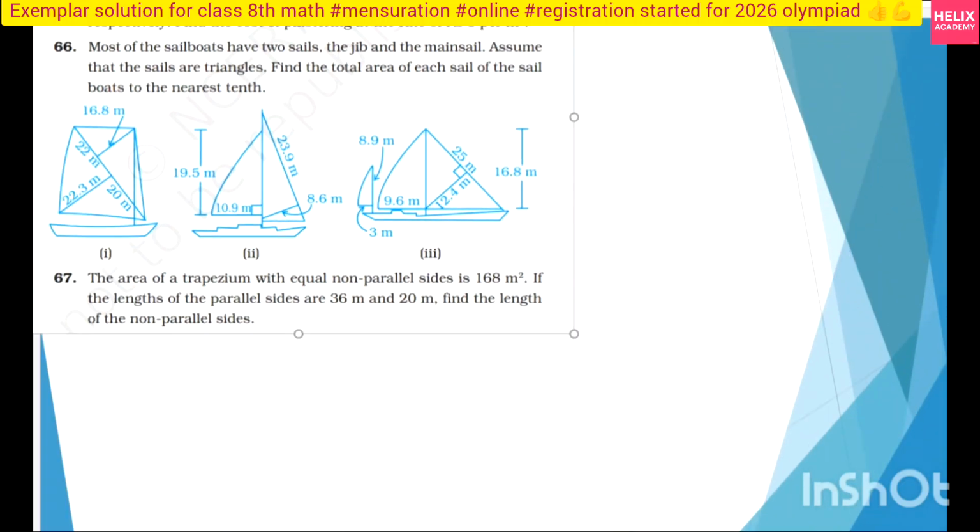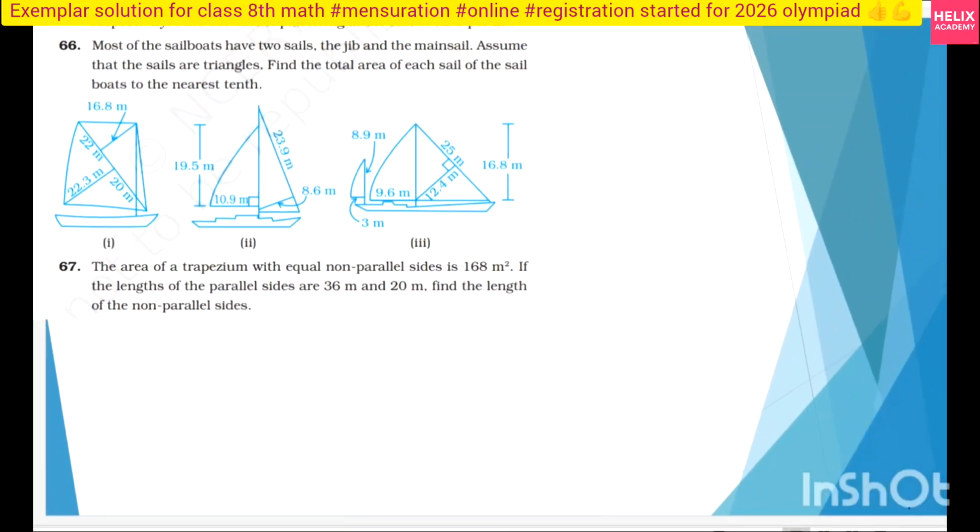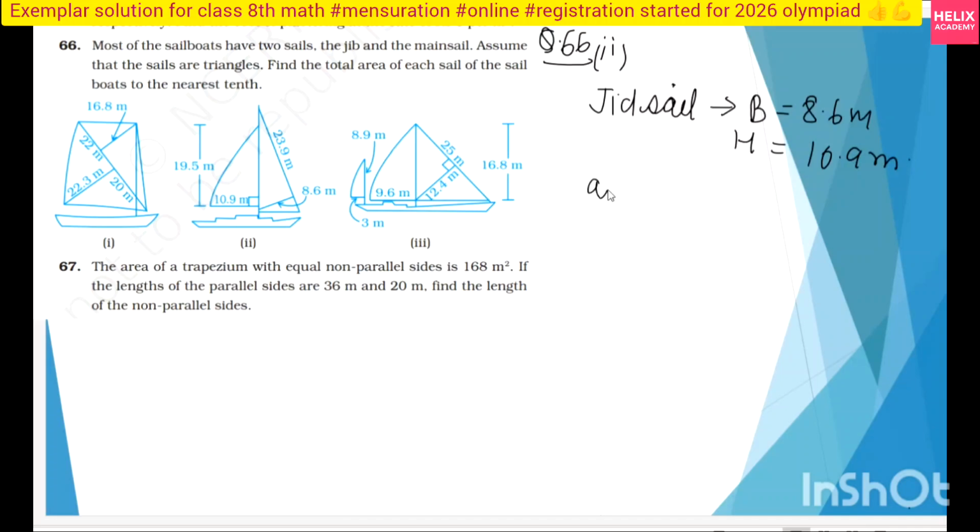Okay, now see beta what they are saying about the second part. Everything is triangle. Okay, so you all have to do it this way. Question number 66, second part. So second part also jib sail. See this one and this one, right? So I will say that jib sail base will be 8.6 meter and height will be 10.9 meter. Okay, so area will be what? Area will be half 8.6 into 10.9. So it will be 4.3. So I can say that 46.87 meters square.